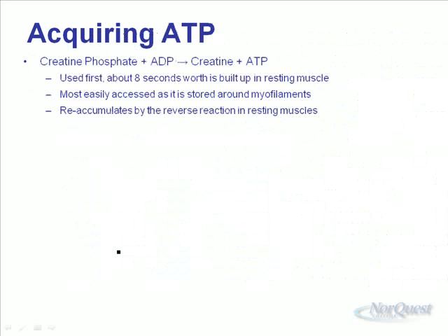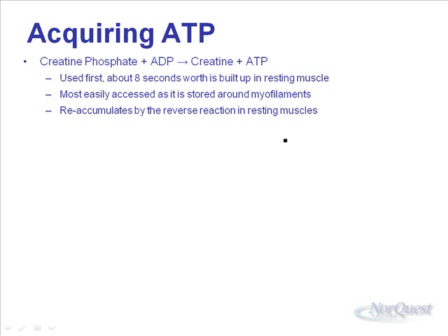So for acquiring ATP, creatine phosphate plus ADP gives us creatine and ATP. So what happens is our body is actually storing creatine phosphate. It's used first, it gives us about 8 seconds worth of energy, and it's built up in resting muscles. So in our resting muscles we have about 8 seconds of easy energy stored in them.